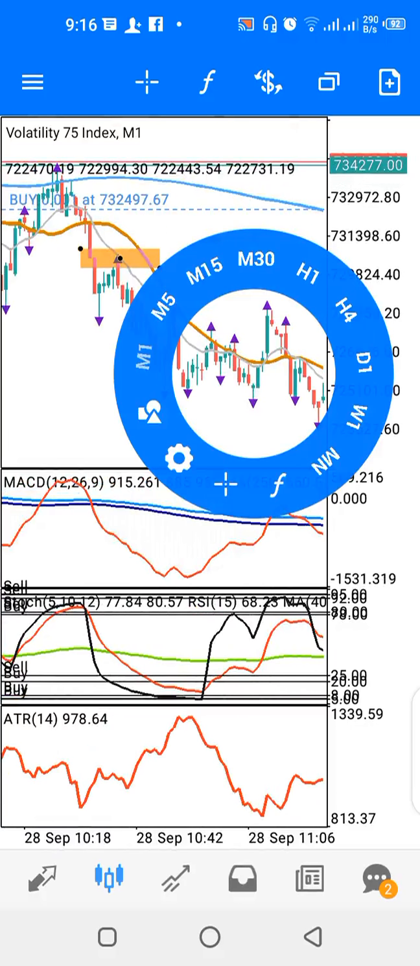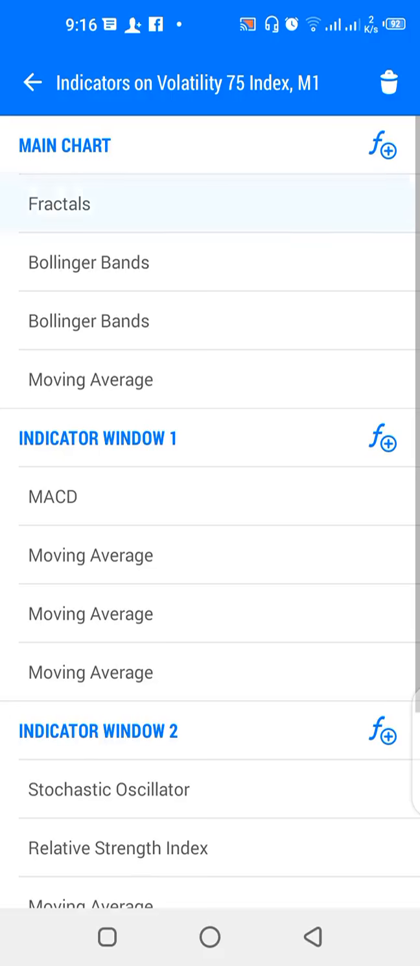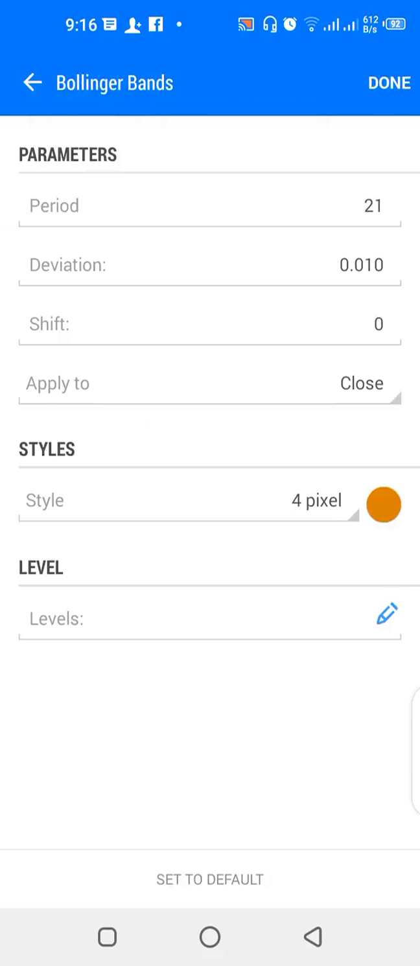Let's look at the parameters. We have fractals. We have Bollinger Bands. The period is 21. Deviation is 0.010. Shift is 0. Apply to close. Color is orange. Then another Bollinger Band, that's 200. The period is 200. Deviation is 0.010. Shift is 0. Apply to close. Color is blue. Then we have moving average. Period is 13. Shift is 0. Method is exponential. Apply to close. Color is gray. So that's that for the main window.